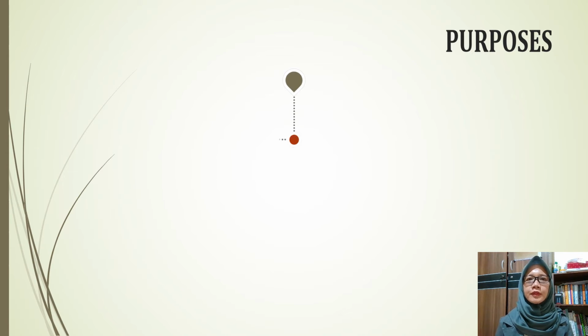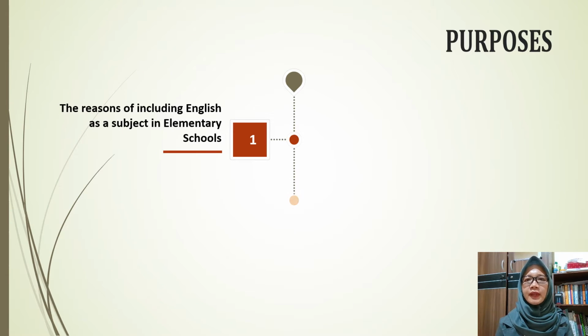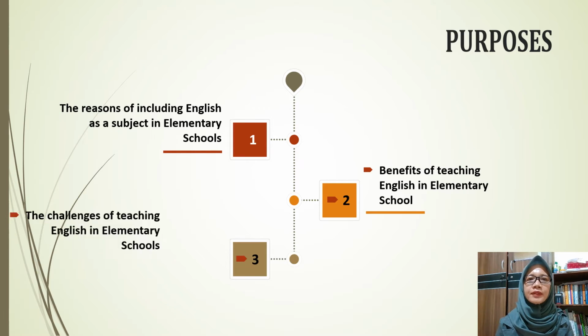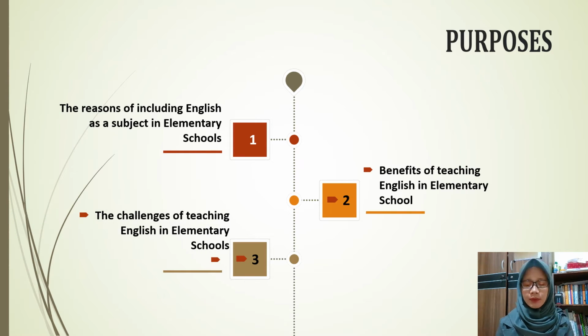This paper consists of three parts of discussion. The first one is the reasons for maintaining the English subject in elementary schools, the second one is the benefits of teaching English in elementary schools, and the third one is the challenges of teaching English in elementary schools. Each part will be discussed later in the further discussion.